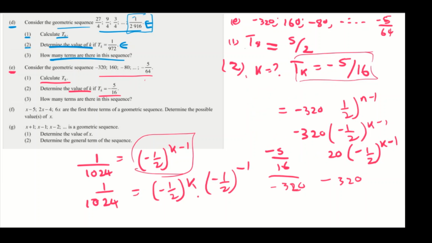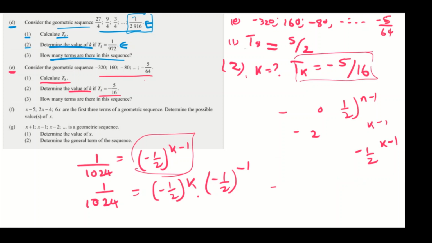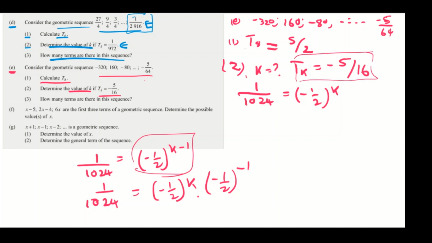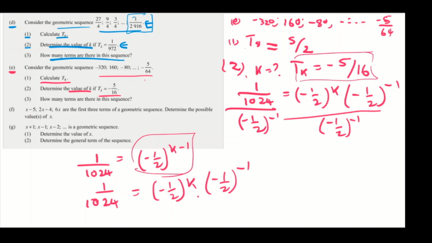And then this is what you're going to do. So you have 1 over 1024 equals minus 1 over 2 to the power of k, minus 1 over 2 to the power of minus 1. So we divide by minus 1 over 2 to the power of minus 1, divided by minus 1 over 2 to the power of minus 1. Right? So what you're going to get here is minus 1 over 2048 equals minus 1 over 2 to the power of k. So we need to change this into the same base of 2, right?